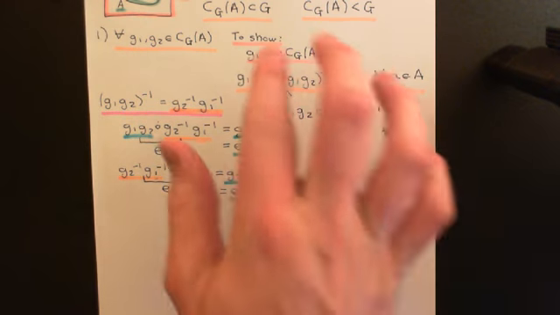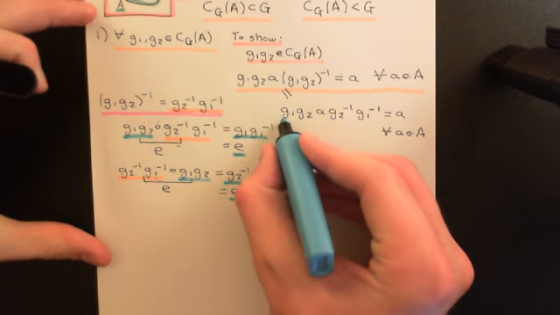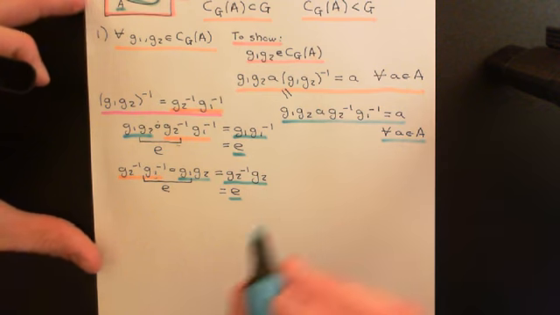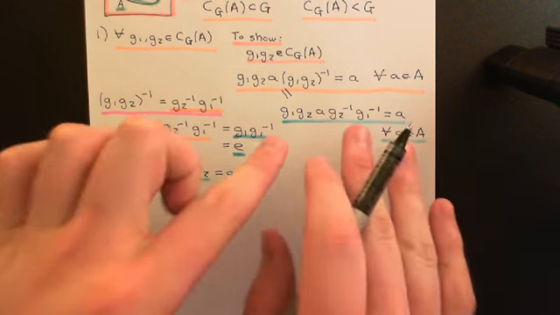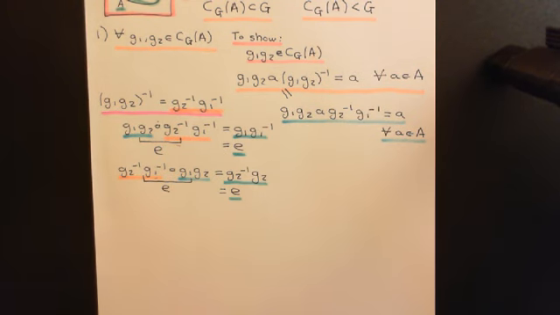Okay, so showing this is equivalent to showing that G1 composed with G2 composed with A composed with G2 inverse composed with G1 inverse is equal to A for all A is an element of the subset capital A. Okay, now, so we're going to try and show this, and if we show this, we'll have shown that G1 composed with G2 is an element of the centralizer of the subset capital A in the group capital G.